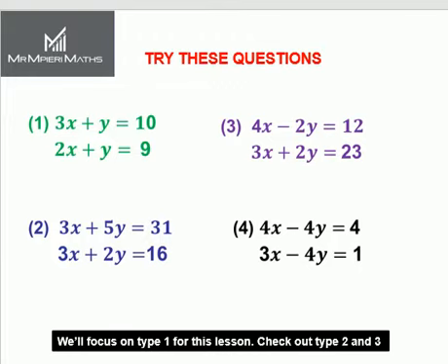Try these questions. First one is 3x plus y equals 10, 2x plus y equals 9. The coefficients here are the same. The coefficients here are the same, even though here there is a minus and a plus. Here is a minus and a minus, and then here is a plus and a plus. Have a go, press pause, and when you're done, press play.